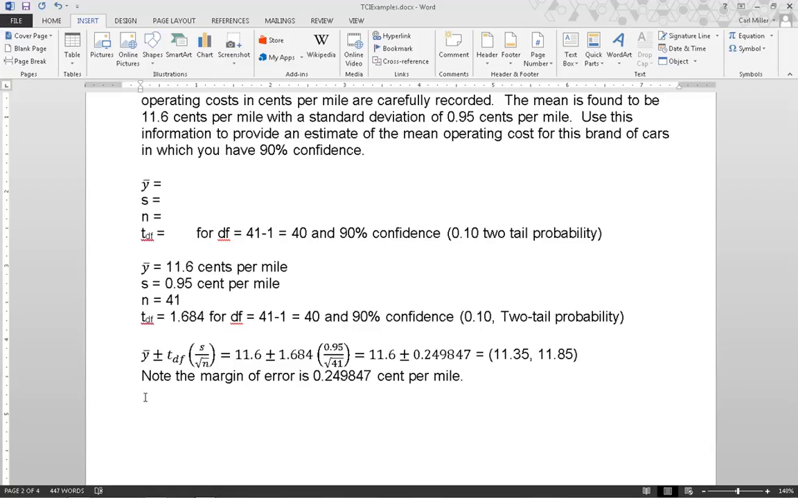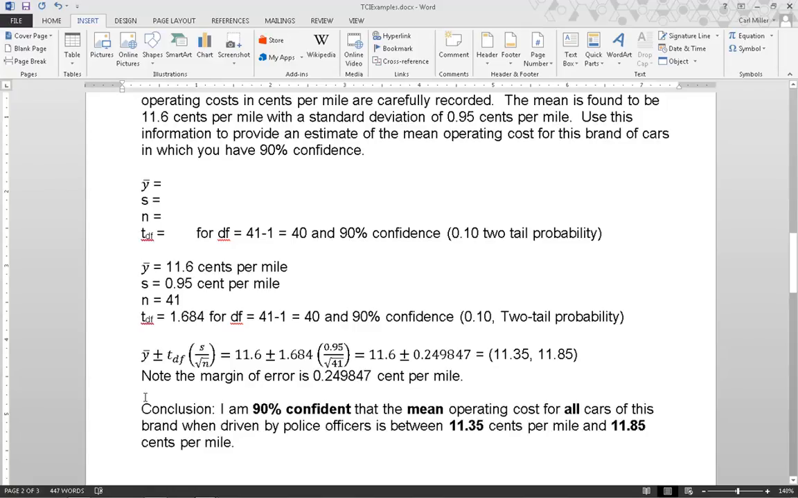Now let's write a sentence to interpret the interval. I am 90% confident that the mean operating cost for all cars of this brand when driven by police officers is between 11.35 cents per mile and 11.85 cents per mile.